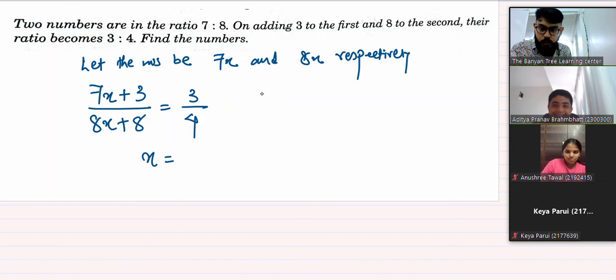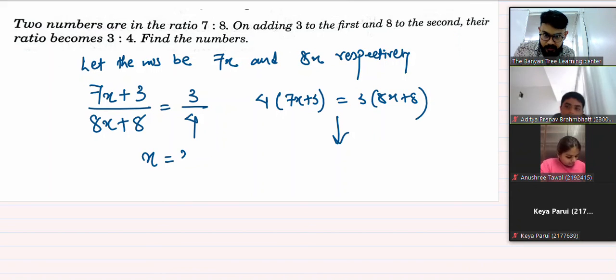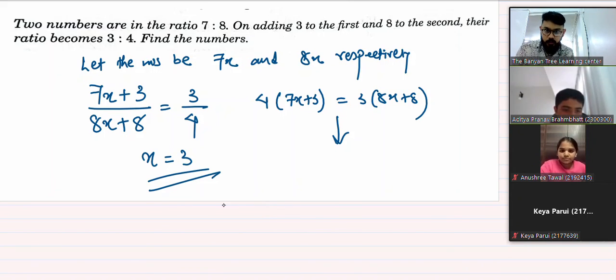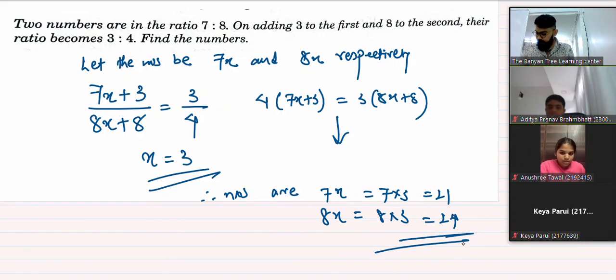You have to cross multiply 4 bracket 7x plus 3 and 3 bracket 8x plus 8. Yeah, and then solve it further and get x. अब तो निकाल दे. X is 3. Yes. Okay, then the numbers are 7x, that is 7 into 3, that is 21, and 8x, which is 8 multiplied by 3, that is 24. 21 and 24.